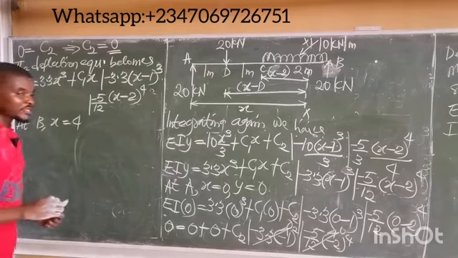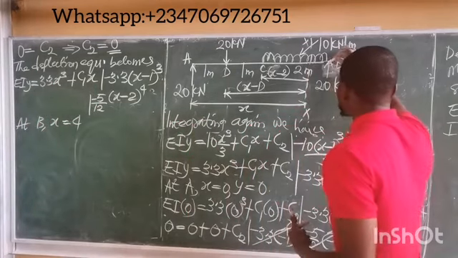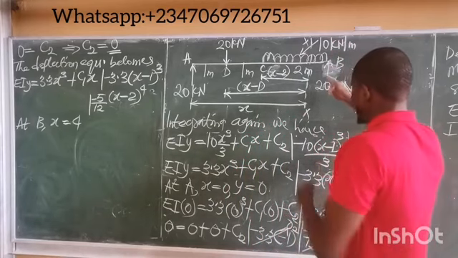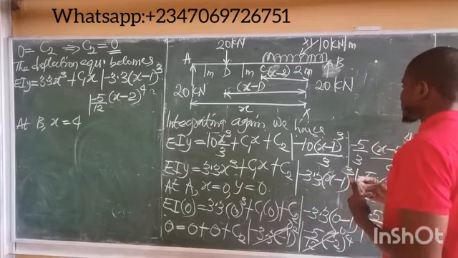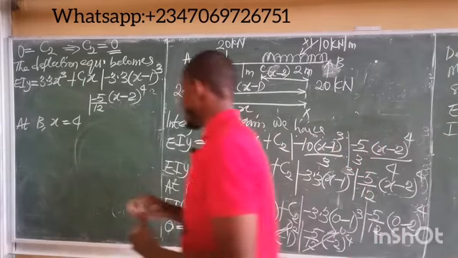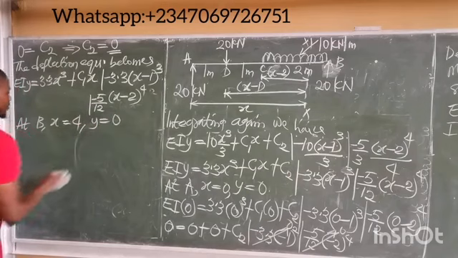Also, at that point, there is no deflection. Take note, at point B, there is no deflection because we have the 20 kilonewtons force acting upwards. This force will counterbalance any form of deflection. So at B, there is no deflection. Y equals 0 at that point.